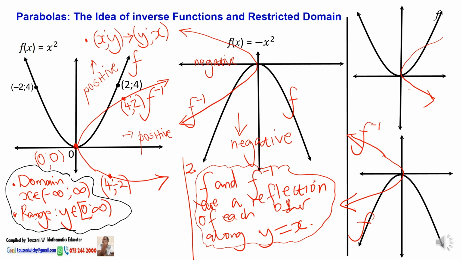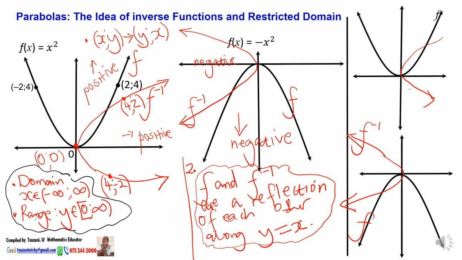And remember, the range will depend on where the graph starts, because range means bottom to top. At the bottom, where does the graph start? And on top, where does the graph end? This one starts at 0 and ends at positive infinity. Therefore, the range is from 0 to infinity. Domain, where does the graph start? On the left, and where does it end? On the right. So this one starts from negative infinity and goes to positive infinity.